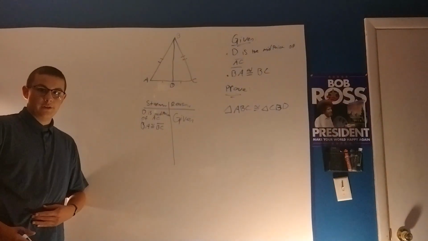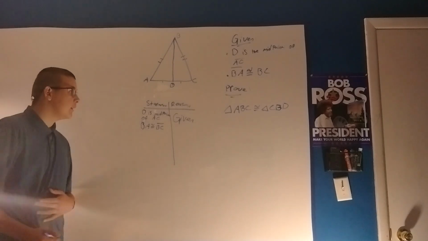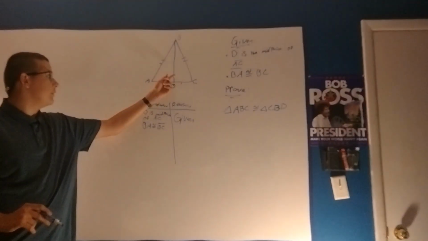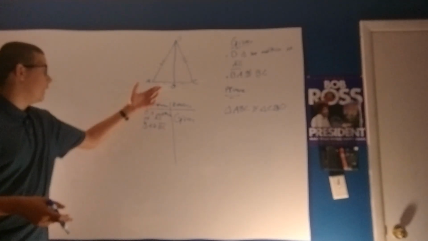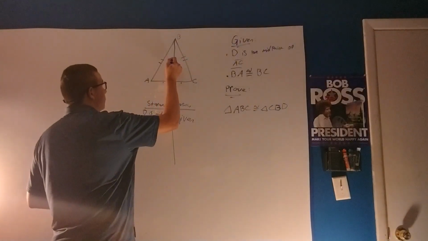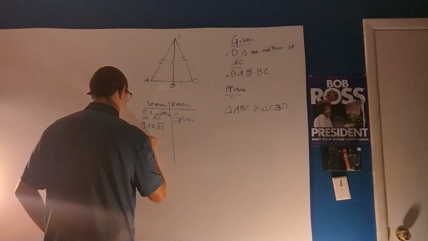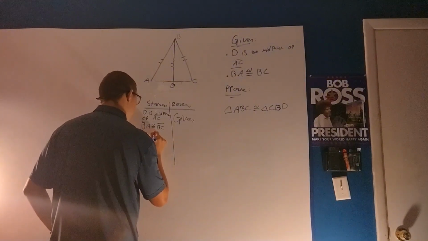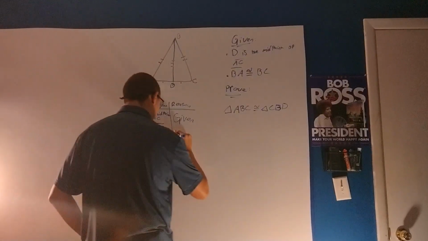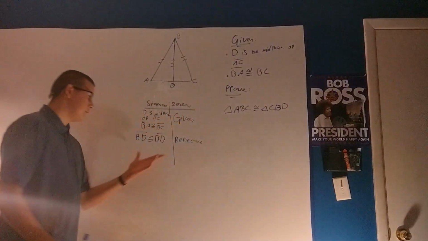And again, I told you this reflexive property was going to be really important. And we're going to see it again with BD being congruent to BD on both of these triangles. It's going to be the back of both triangles, and they're going to be congruent. So we can say that BD is congruent to BD because of the reflexive property.